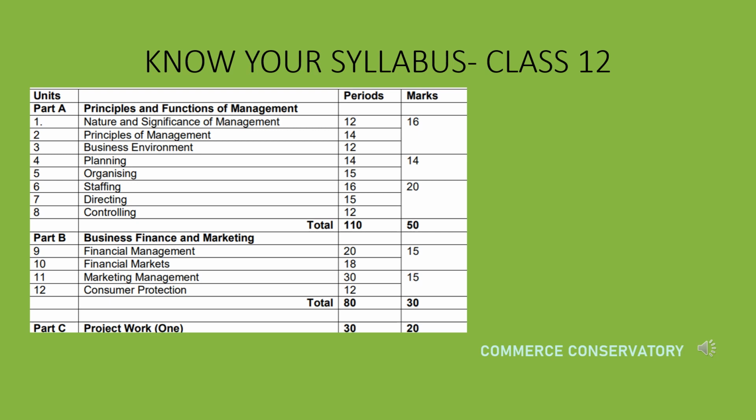Part B talks about business finance and marketing. Financial management is a topic wherein you learn about how to manage funds to run the day-to-day affairs of the business. And financial market will talk about how you procure funds from different markets. And marketing management talks about the 4 P's of marketing, namely product, price, promotion, and place. And the consumer protection topic deals with how you as a customer can go and get your grievances solved.